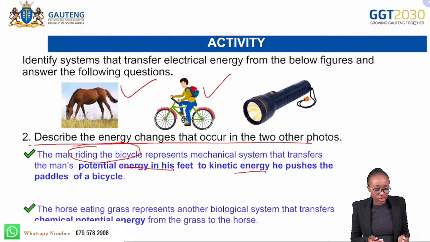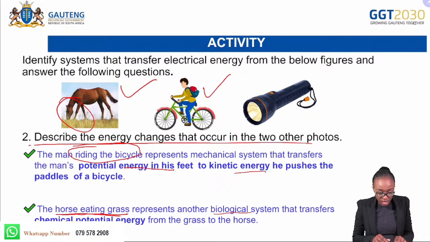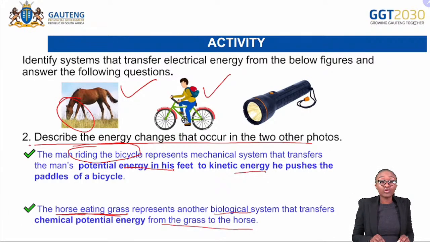What about the horse? The horse is eating grass, as you can see there. It represents another biological system that transfers chemical potential energy from the grass to the horse.